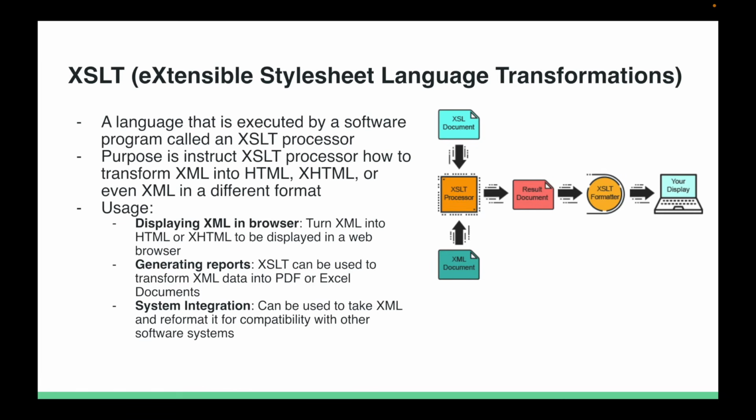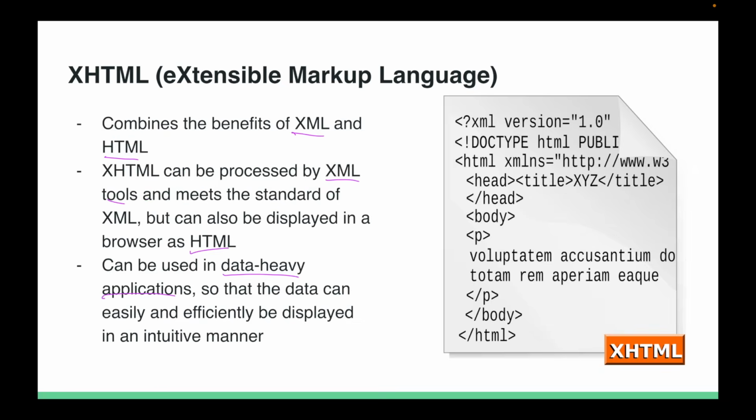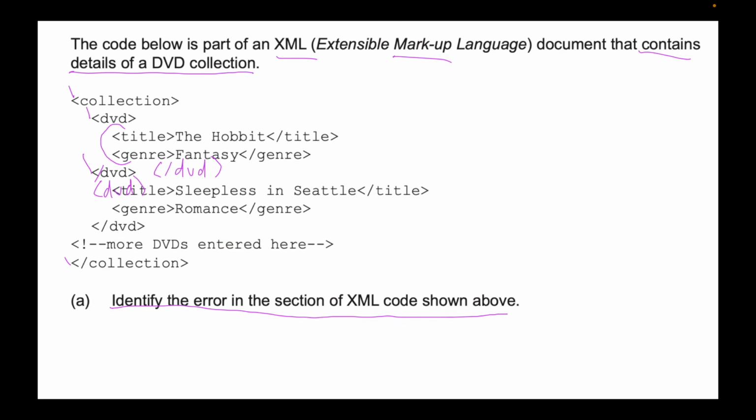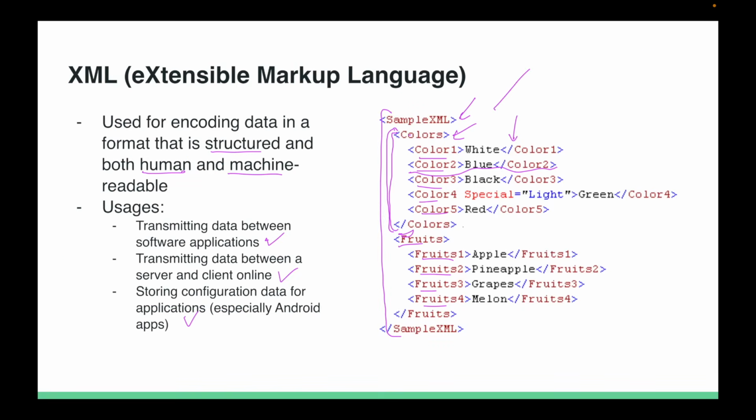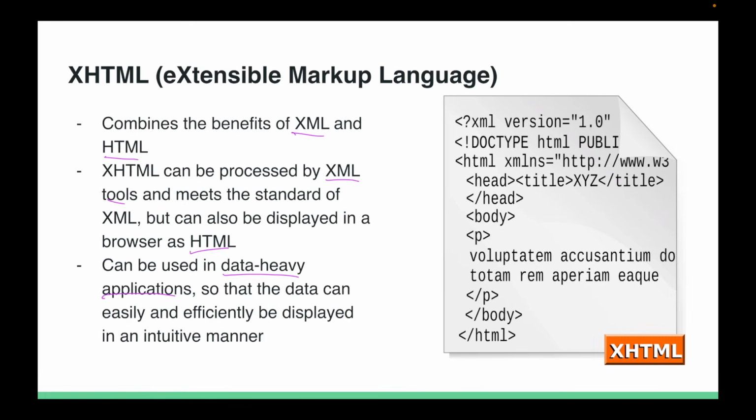Now, XSLT is a language that's executed by a software program called an XSLT processor. The point of XSLT is to instruct this XSLT processor to transform our HTML or XML into HTML, XHTML, or even XML in a different format. So for example, you might want to take this XML right here and turn it into HTML. We would use XSLT for that, or maybe even turn it into XHTML, and we'd use XSLT for that as well.